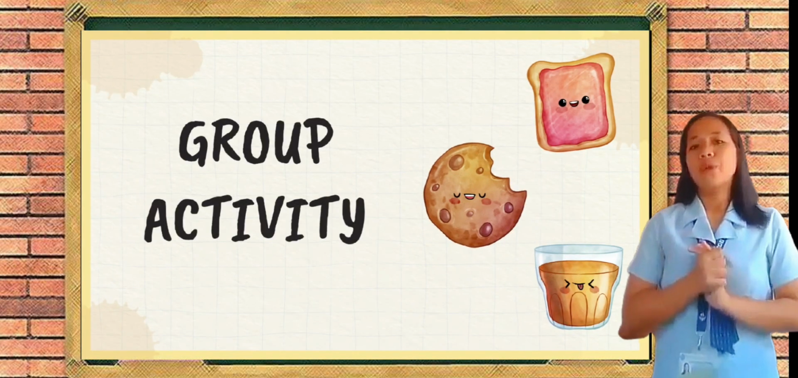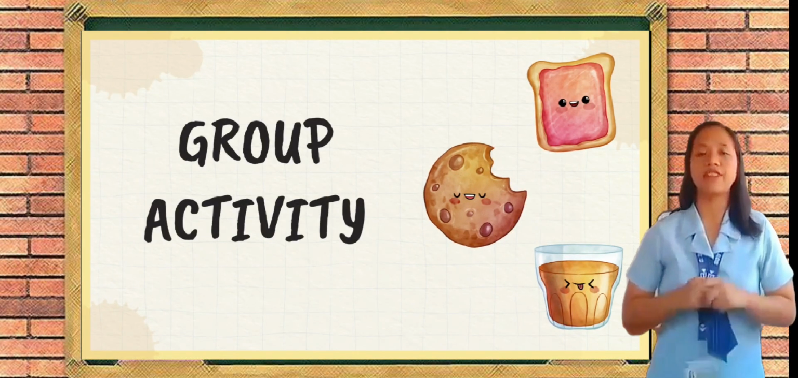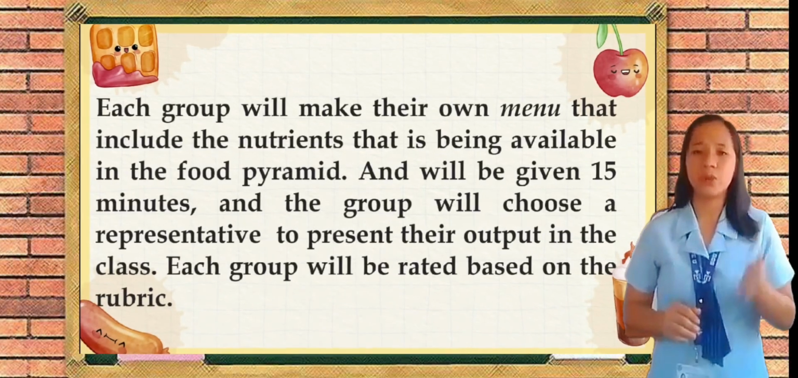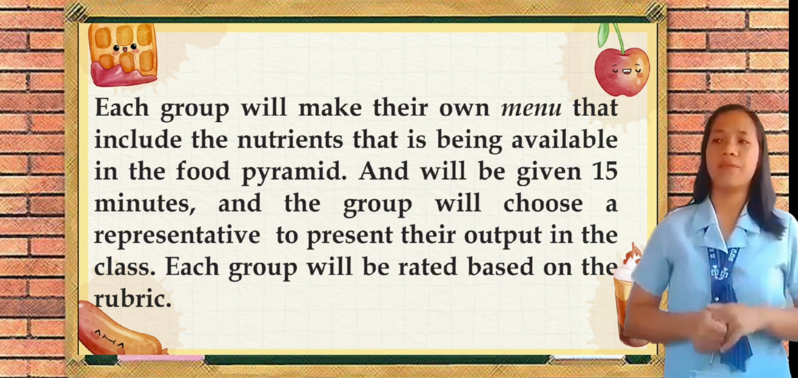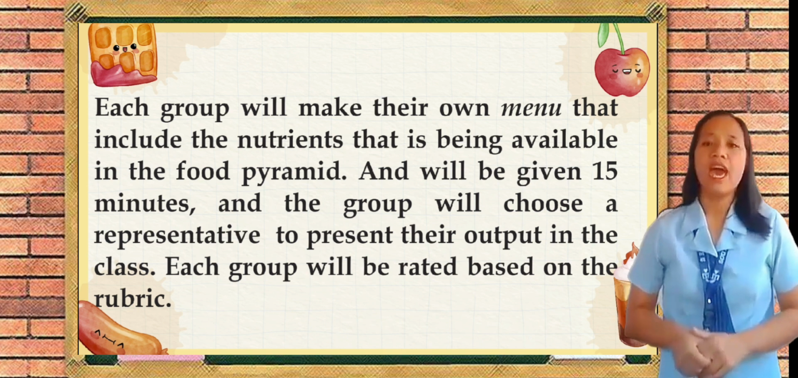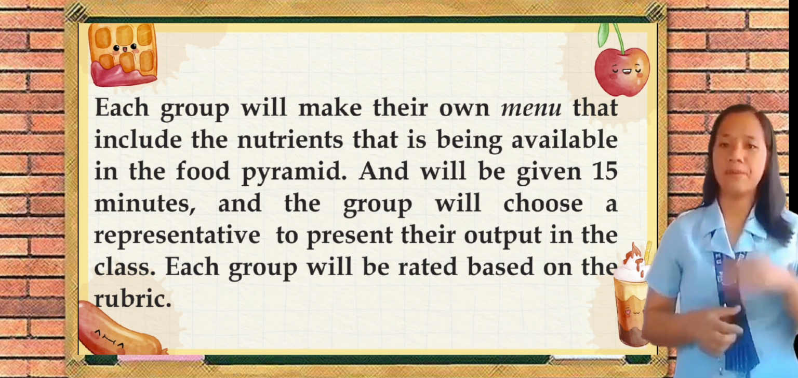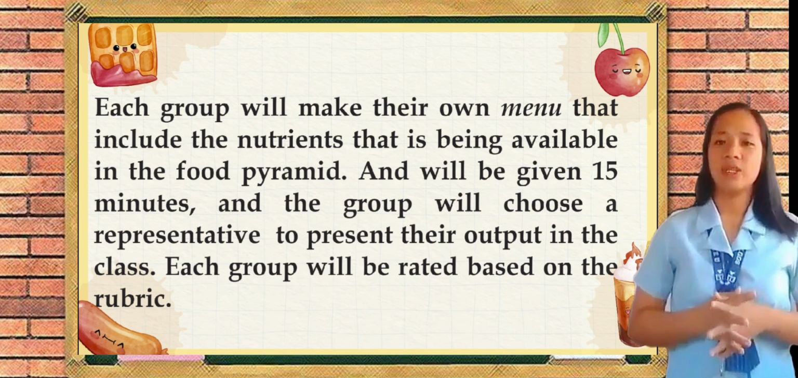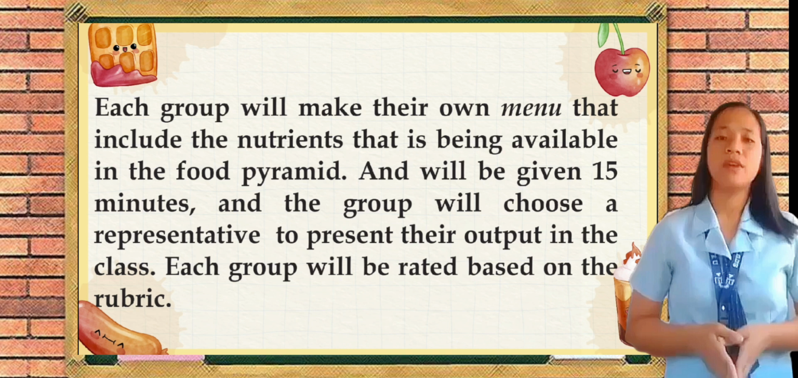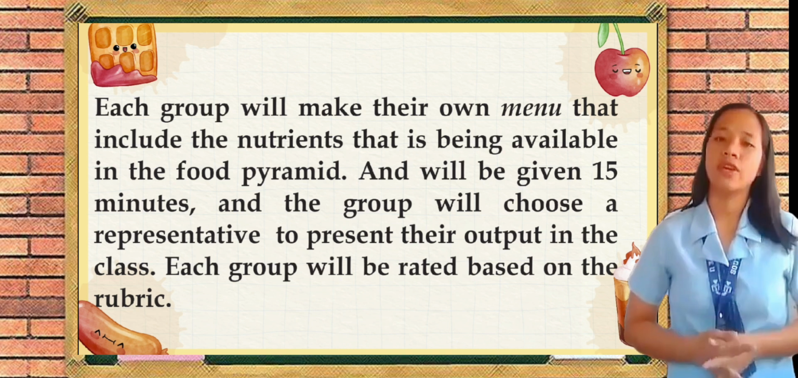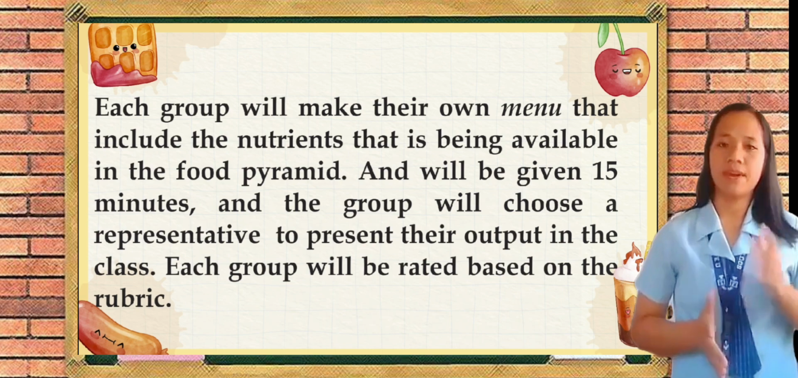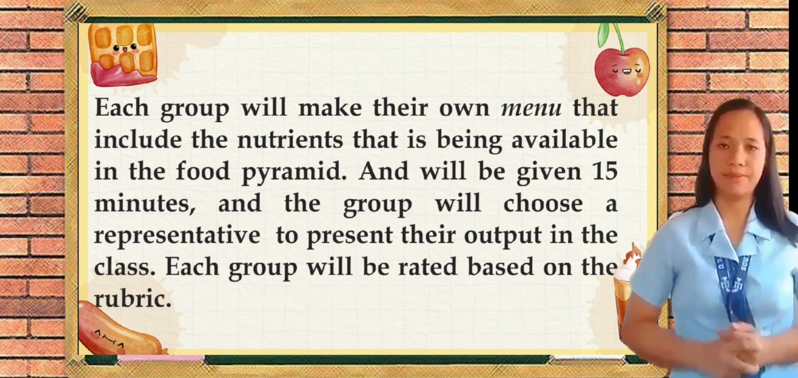So now, we're having a group activity. Each group will make their own menu that includes the nutrients that are available in the food pyramid. You will be given 15 minutes and the group will choose a representative to present their output in the class. Each group will be rated based on the rubric.